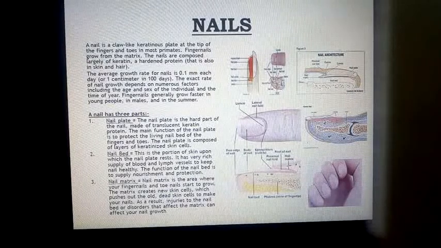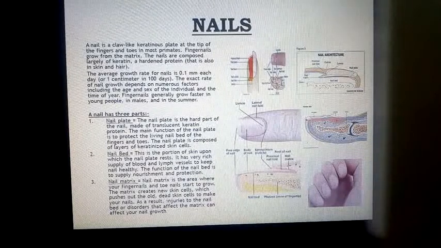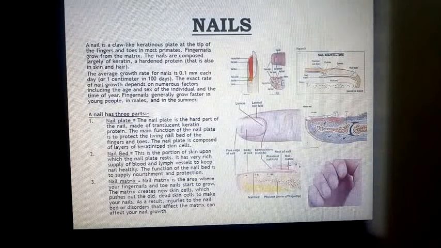A nail has 3 parts, namely nail plate, nail bed, nail matrix. The nail plate is the hard part of the nail made up of translucent keratin protein. Translucent means partially transparent. The main function of the nail plate is to protect the living nail bed of the fingers and toes. The nail plate is composed of layers of keratinized skin cells.